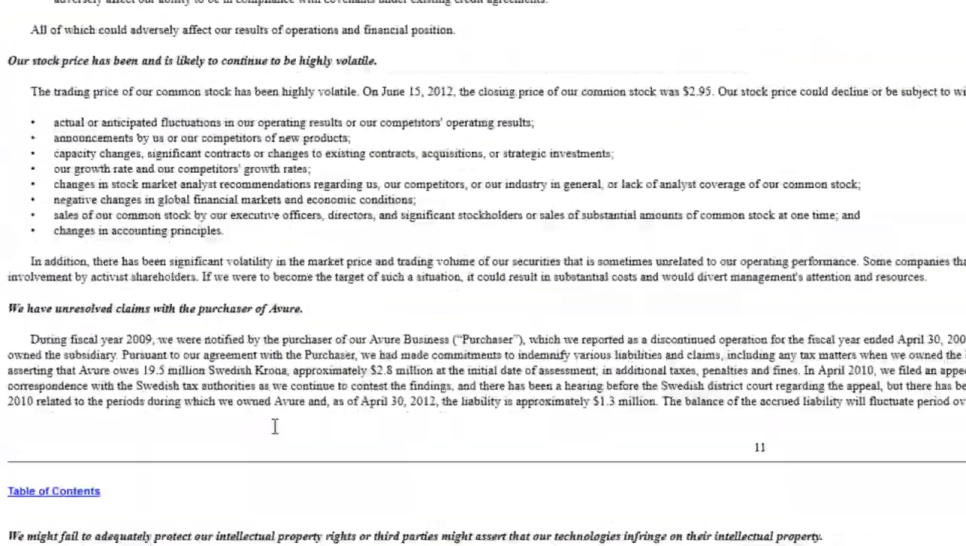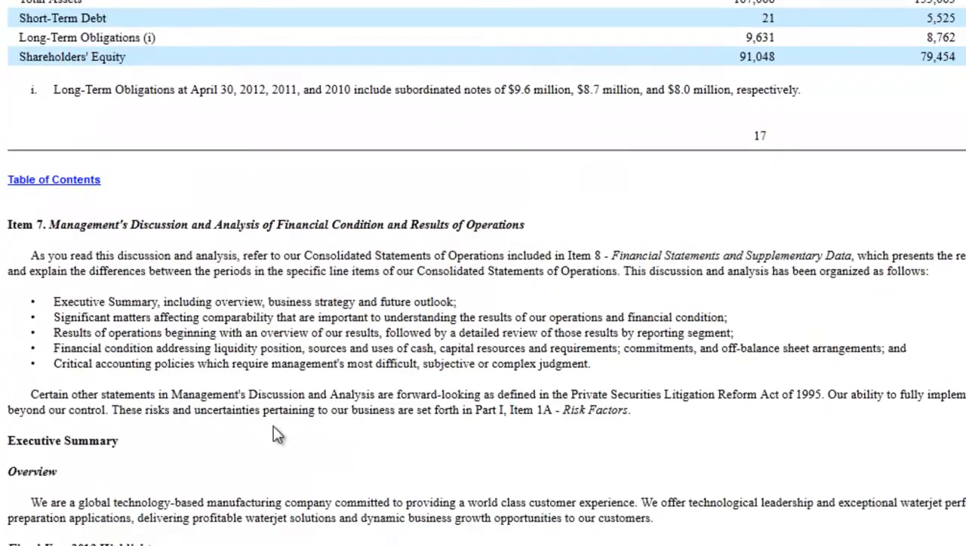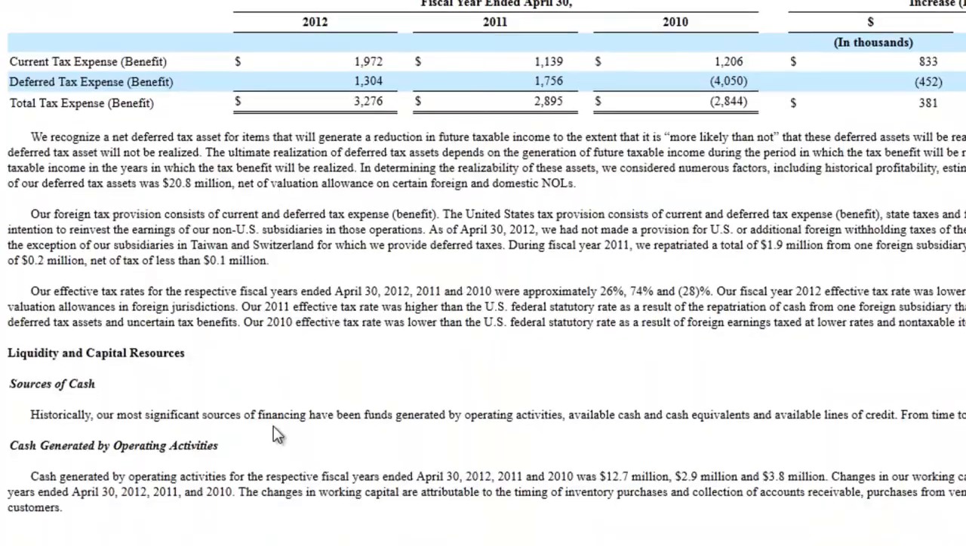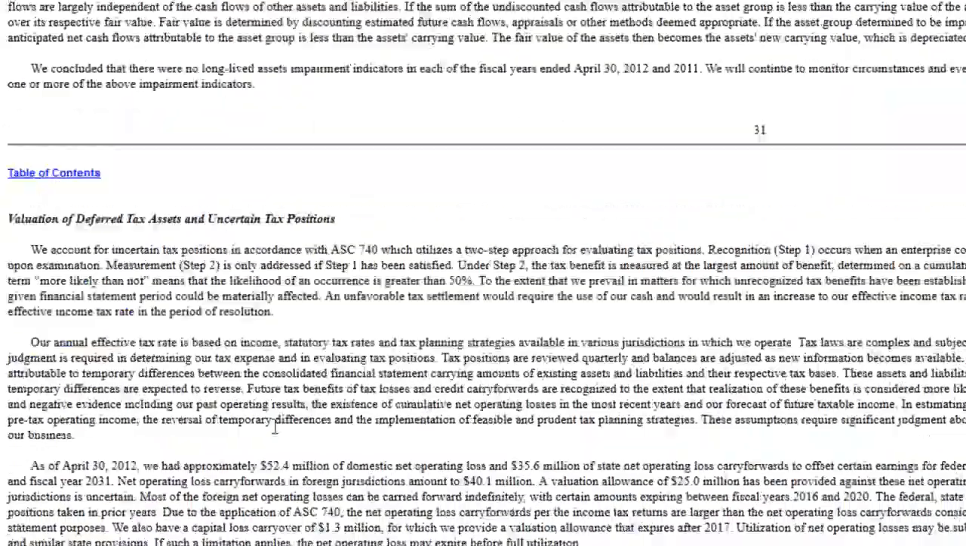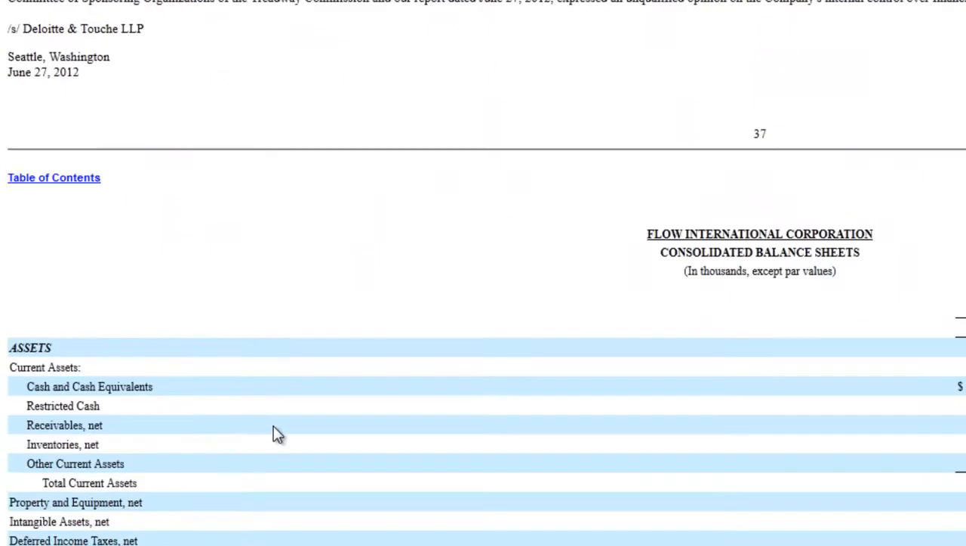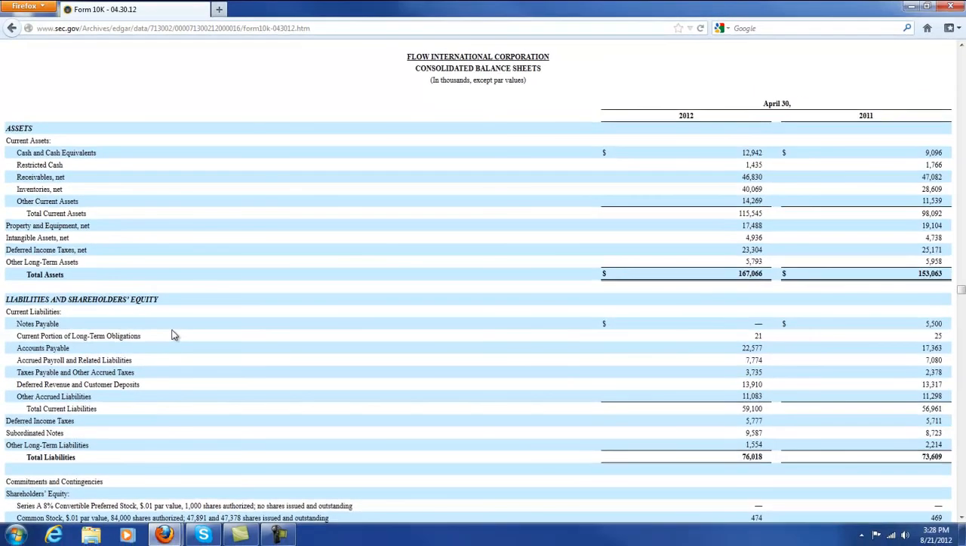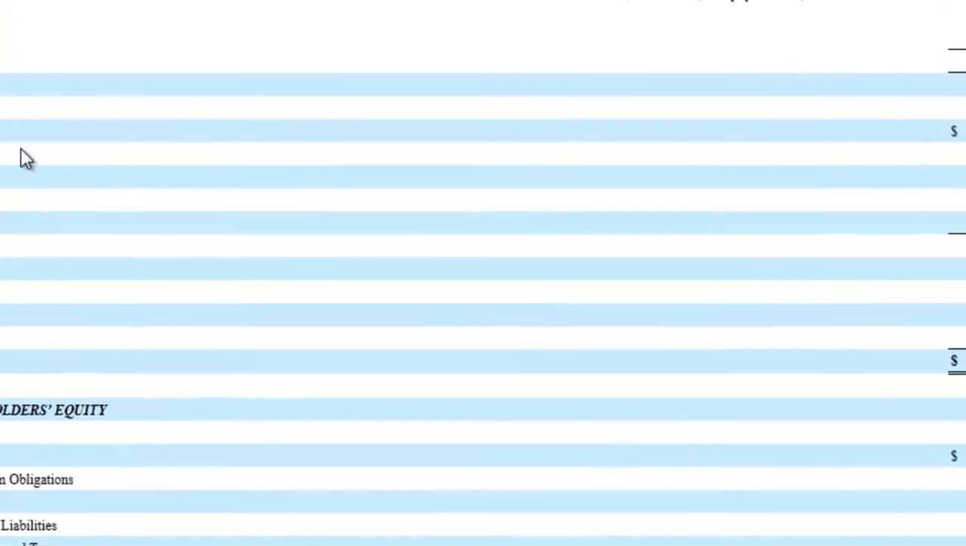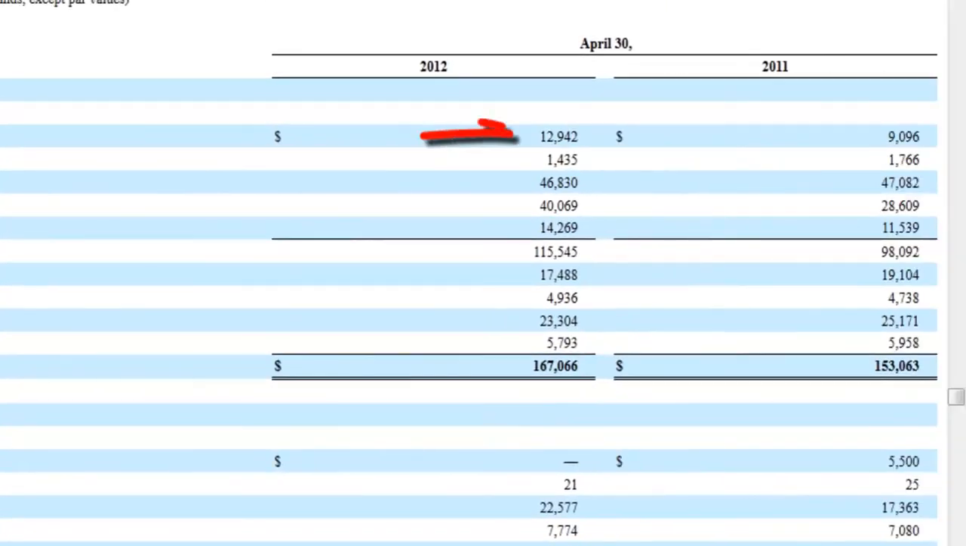If we go all the way down to the company's financial statements, for example, here we are at the balance sheet. When you and I read this, we can go ahead and read cash and cash equivalents for 2012 was 12.9 million.